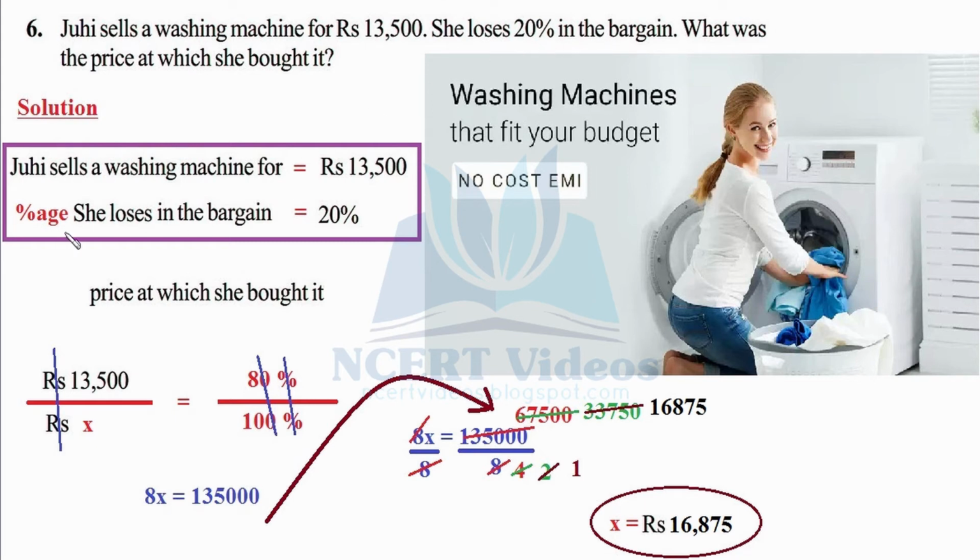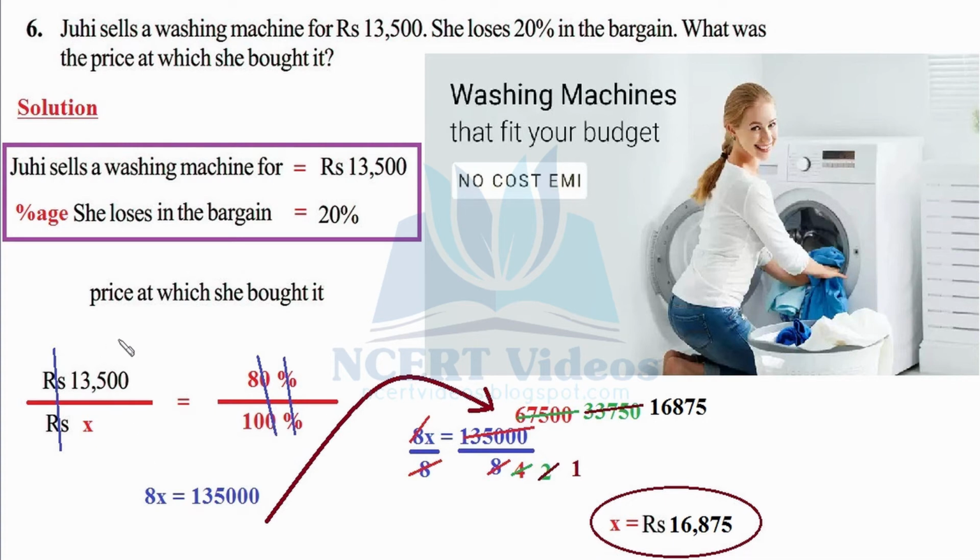So the percentage she loses in the bargain is 20%. That is, her selling price will be less. By how much? 20% less than the original price, which we have to find. That is, what was the price at which she bought it? There is a loss. Therefore, cost price will be more than this selling price. We will solve this question with the proportion method because it is fast and more logical. Although we can solve it using the formula method, in this case we are doing it with the proportion method.